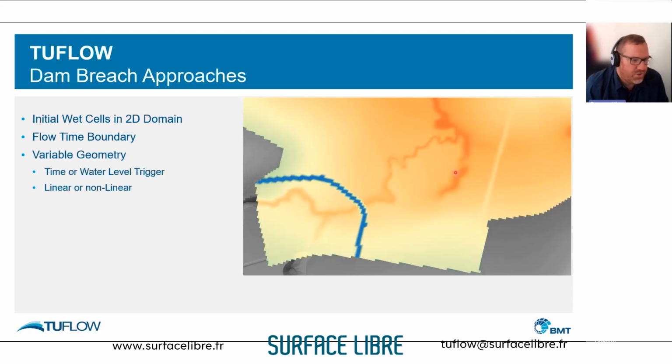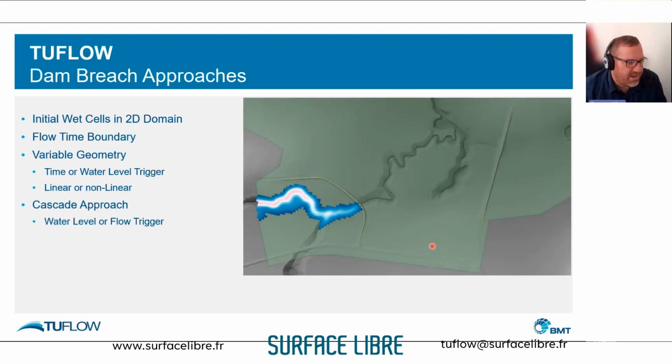We can have variable geometry. So we can see here our embankment is changing in time. So we can have a variable Z shape, and then we can set that to have either a simulation time trigger. We say, right, the breach starts developing after 1 hour, or we could have a water level trigger. That development of that geometry or the removal of that geometry can be linear or non-linear.